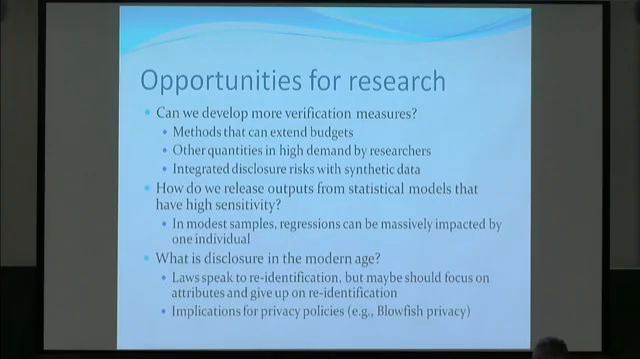Verification measures, I mentioned that you could blow through budgets pretty quickly, so it'd be nice to have better, more refined methods for that. Other types of quantities besides the very limited quantities that I put forward. And then, if you have one of these measures, they're differentially private, but what are the risks when you have other external information like a synthetic data set that's not differentially private? How does that play in?